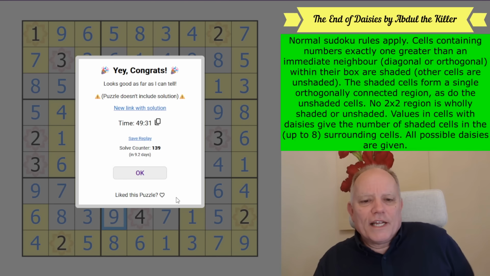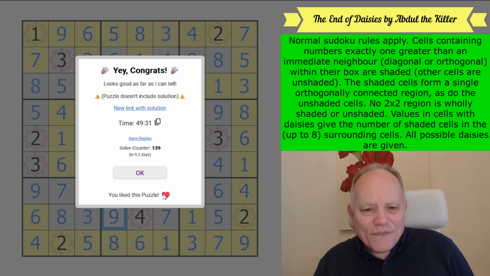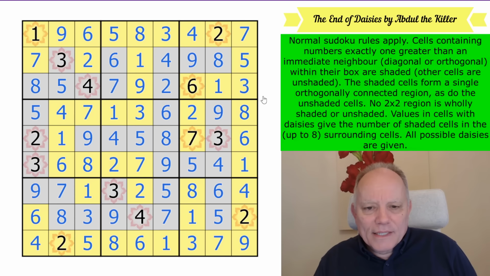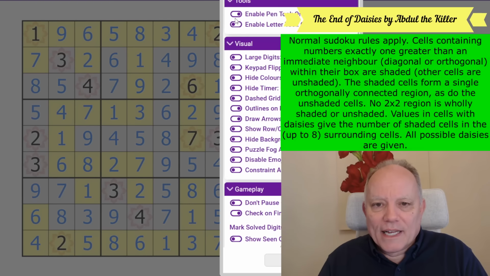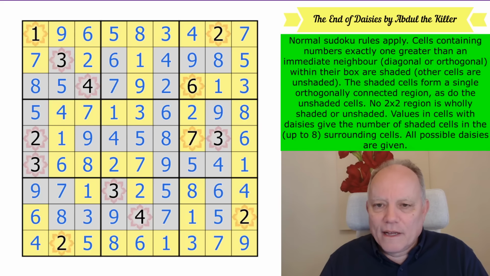What an intriguing, weird, and very difficult puzzle. And we have found all the daisies. Now, I didn't ever use the daisy negative constraint in the end. I tried to for a bit. Didn't help me. But what an intriguing puzzle. Absolutely mind-blowing. Wow, well done, Abdul the Killer. That really is entertaining and exactly the sort of thing I love doing.